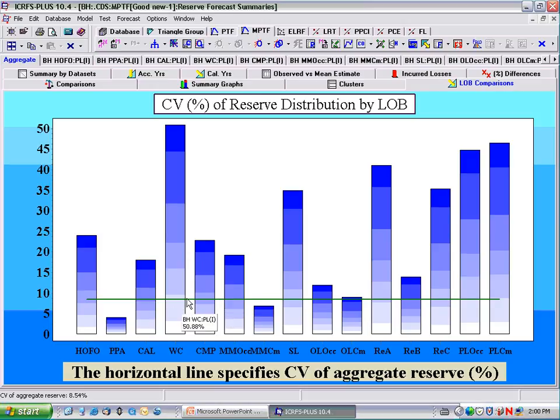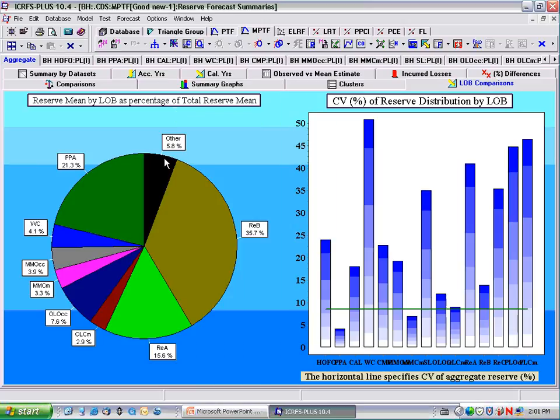Sorry, we've got to do, how you get the aggregate here. It's 8.54%. Okay, that's the green line. So workers' comp has got the highest CV. Where is workers' comp here? This is the reserve mean by LOB's percentage of total reserve mean. Where's workers' comp? Workers' comp has got the largest CV.